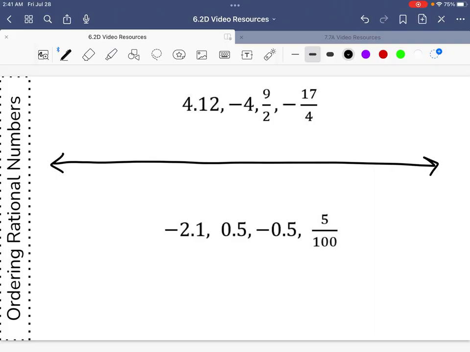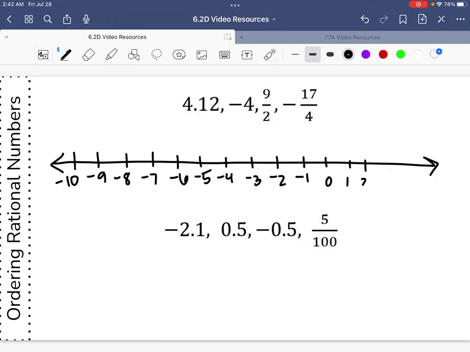I need to figure out which values need to go on my number line. So I'm just going to start with -10 and go down. All right. So the first number that I know that I can place on this number line is 4 and 12 hundredths. I know that it's between 4 and 5, but very close to 4. So I'm going to put a dot right there and draw an arrow and write 4 and 12 hundredths.